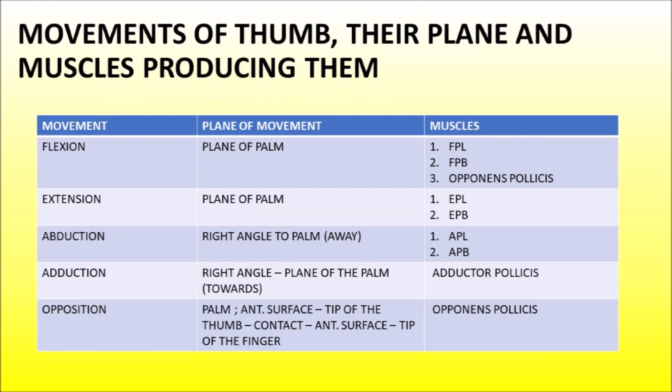This table summarizes the movements of the thumb, their plane, and the muscles producing them, which I have already discussed in detail in the form of a diagram. Please go through this table because it's very important.